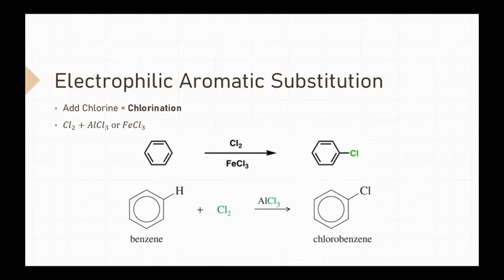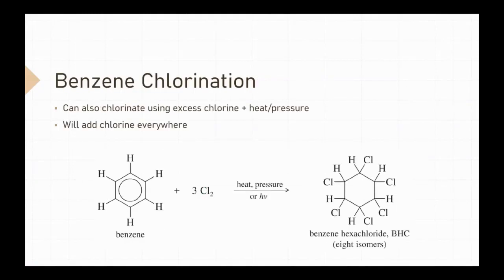Then chlorination, same thing, right? FeCl3 will turn this into Cl plus, and then forming the sigma complex, and then forming that double bond again. And then if you have excess chlorine with pressure, it will just add everywhere. So every single carbon will have a Cl.